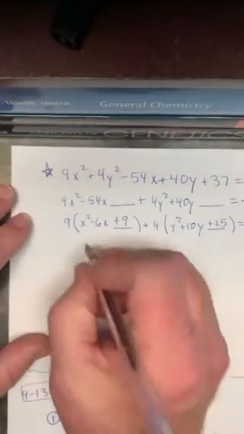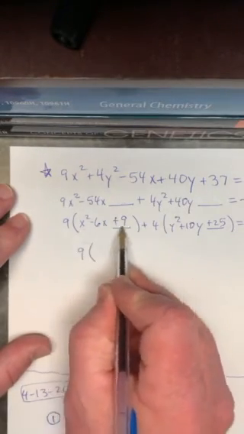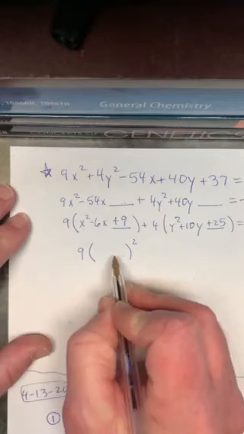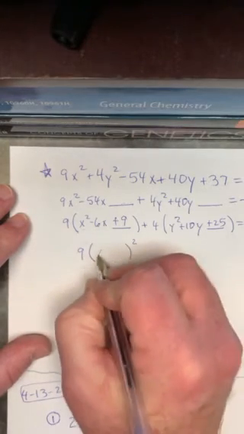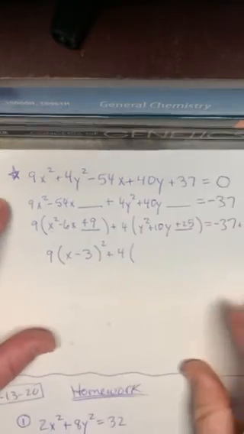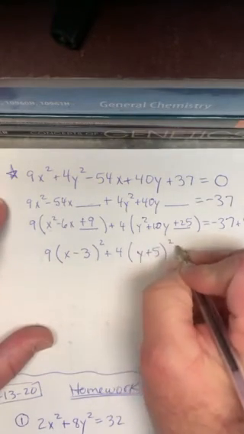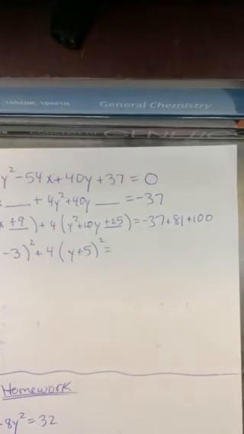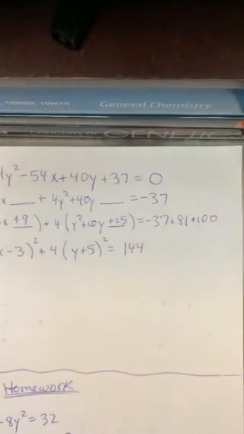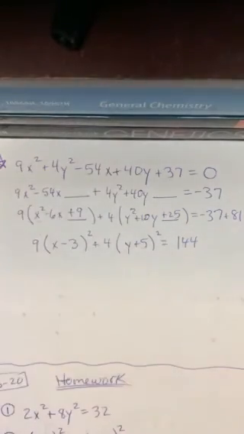So on the left side, I've got 9 parentheses. And then remember, you take this perfect square trinomial and make it a binomial squared. And what do you put in here? Whatever you got when you cut the middle number in half. So it's x minus 3 squared plus 4 times, what's this going to be? y, when you cut positive 10 in half, plus 5 squared equals, well, over there I've got 181 minus 37, which is conveniently 144. How about that? Now we're starting to get somewhere, agreed? It's starting to look like an ellipse.